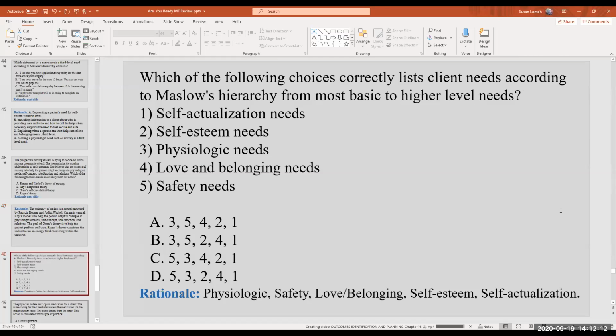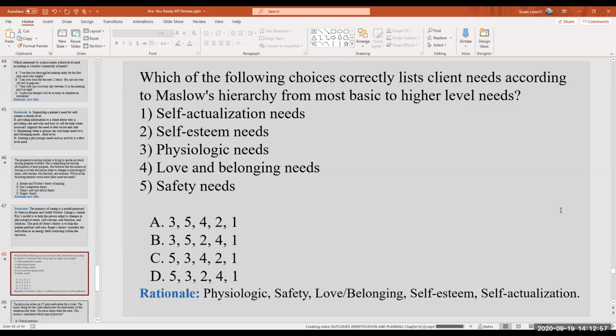Which of the following choices correctly lists client needs according to Maslow's hierarchy from the most basic to the higher level of needs? Which is the correct order? 3, 2, 4. No, there's no 2 actually. 3, 5. Self-actualization is last. 3, 5, 4, 2, 1. B. 3, 5, 4, 2, 1. Yes, 3, 5, 4, 2, 1 should be correct.